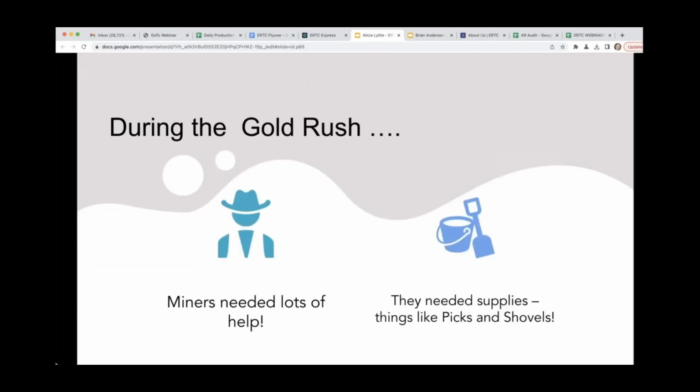So the miners, we always hear about the miner, 49er, all the stories about the miners. I don't care if it's California gold rush, if it's the Alaskan gold rush, the one in North Carolina, even the one here in Georgia. There's lots of gold rushes. But during these gold rushes, the miners typically need help. They need supplies. They need things like picks and shovels and Levi jeans, right? Guess where Levi Strauss came from? Guess where that phrase came from? Sell the picks and shovels, right? It came from this.